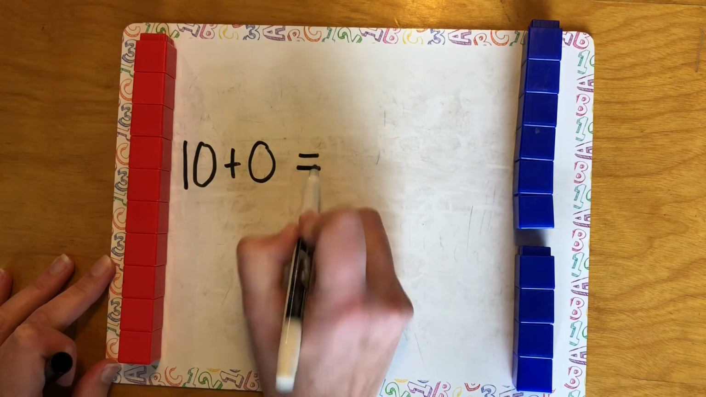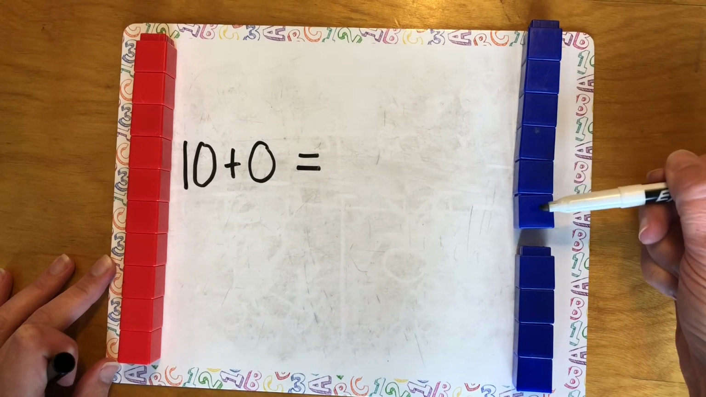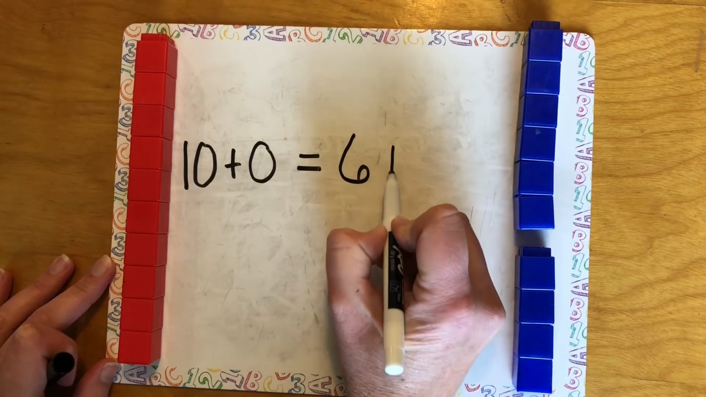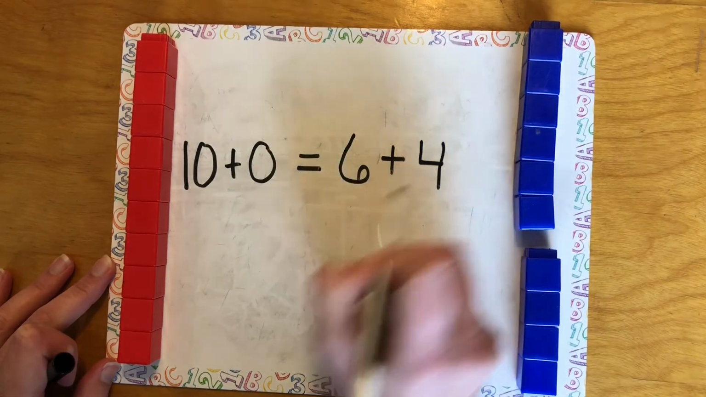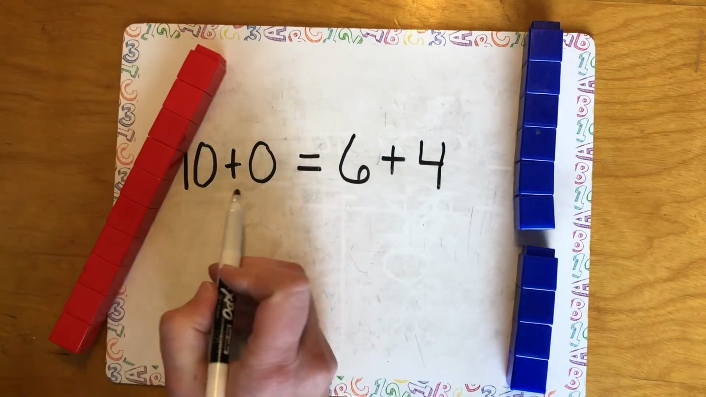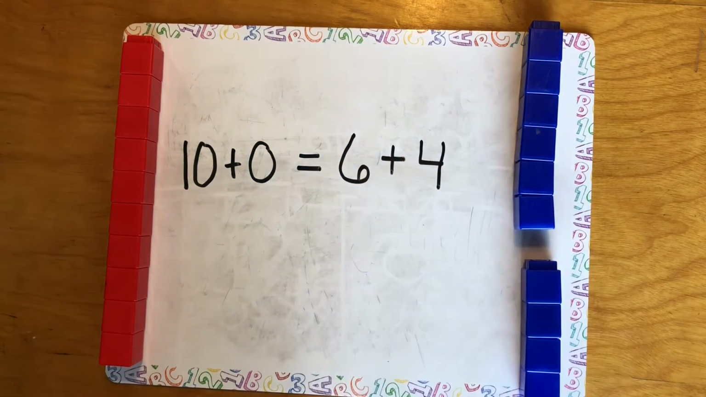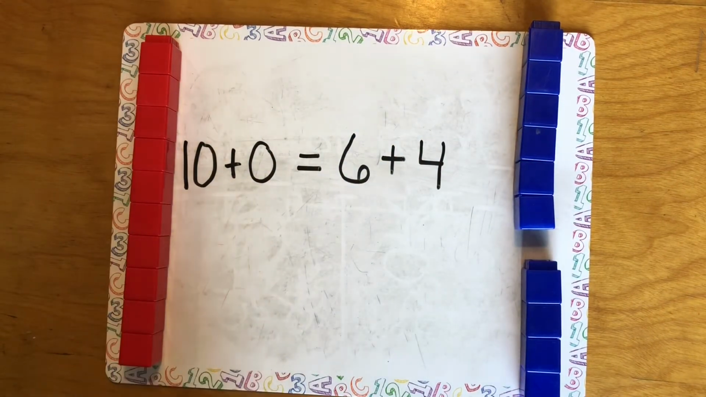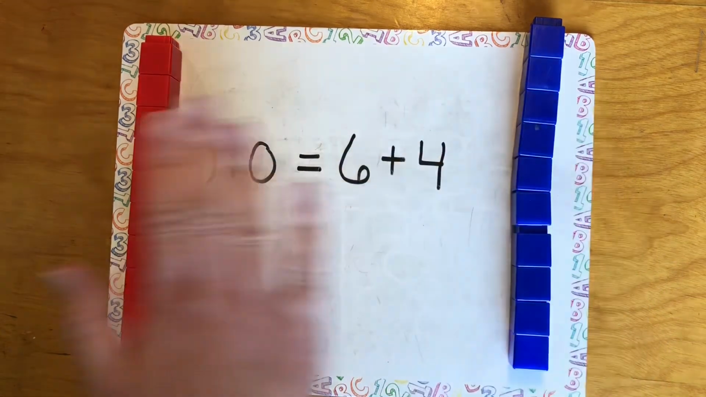10 plus 0 equals 1, 2, 3, 4, 5, 6, and 1, 2, 3, 4. They both equal 10. 10 plus 0 equals 6 plus 4. You can use your cubes. You can break them apart. You can write equivalent addition sentences because you're going to have the same sum or the same answer, just like I had 10 and 10 here.